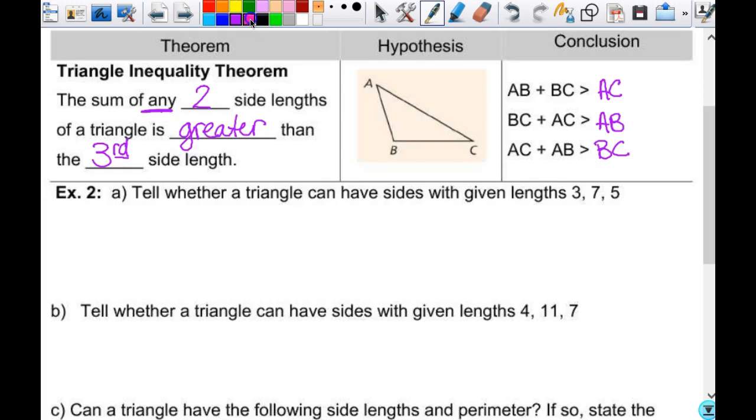All right, so let's try this one. This says, tell whether a triangle can have the sides with these given lengths, 3, 7, and 5. So I'm going to do 3 plus 7, and then my 5 right here, with a little question mark. So there's a blank there because I want to know how that is related. Well, what's 3 plus 7? 10, and 10 is greater than 5, right? So that's good.